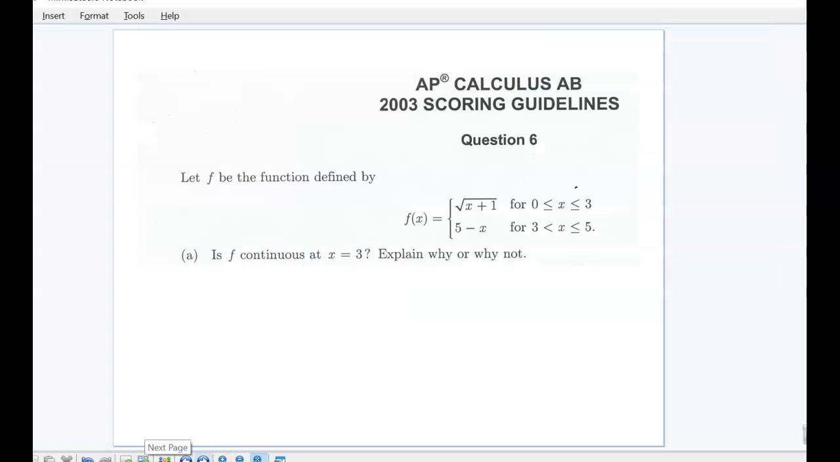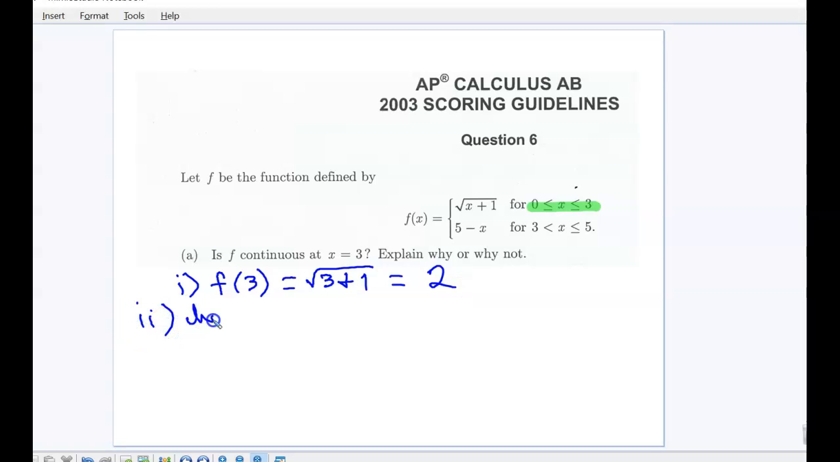Okay, let's take a look at an AP question from 2003, and it gives us this function, and they want us to explain, is the function continuous at x equals 3? So again, we have to go through the 3 parts of the definition. So first of all, we want to evaluate f of 3. So to evaluate f of 3, I'm going to use this equation because that's where x equals 3. So this is going to be the square root of 3 plus 1, which is root 4, which is going to be 2.